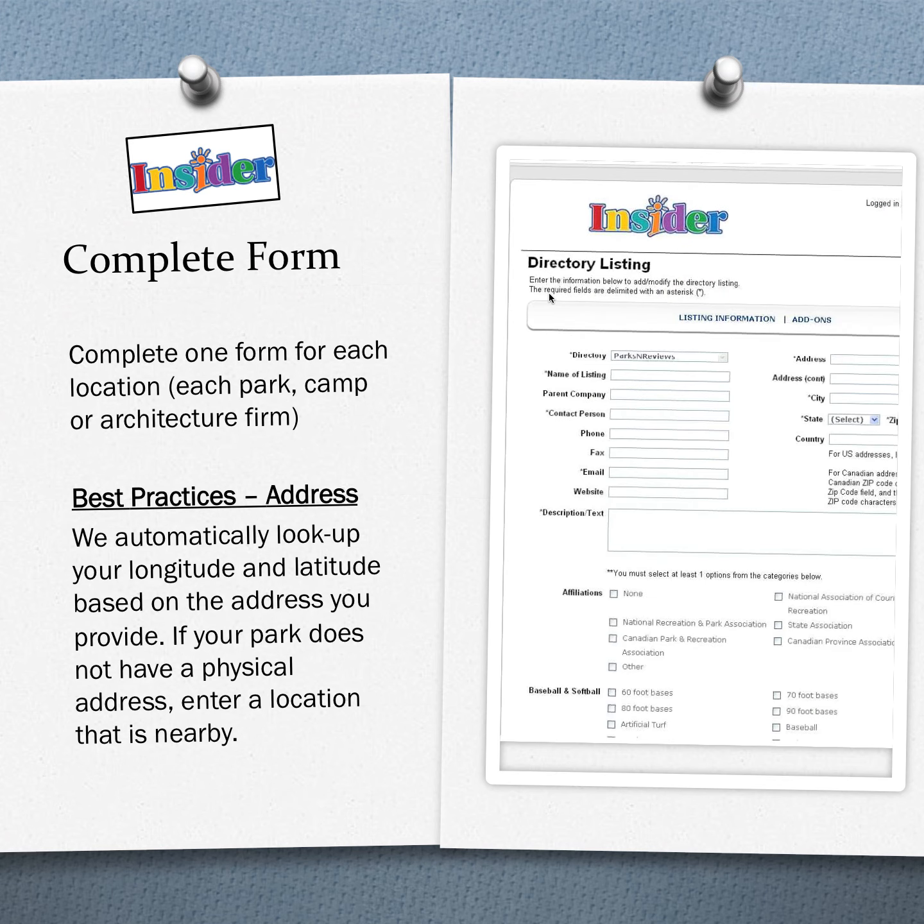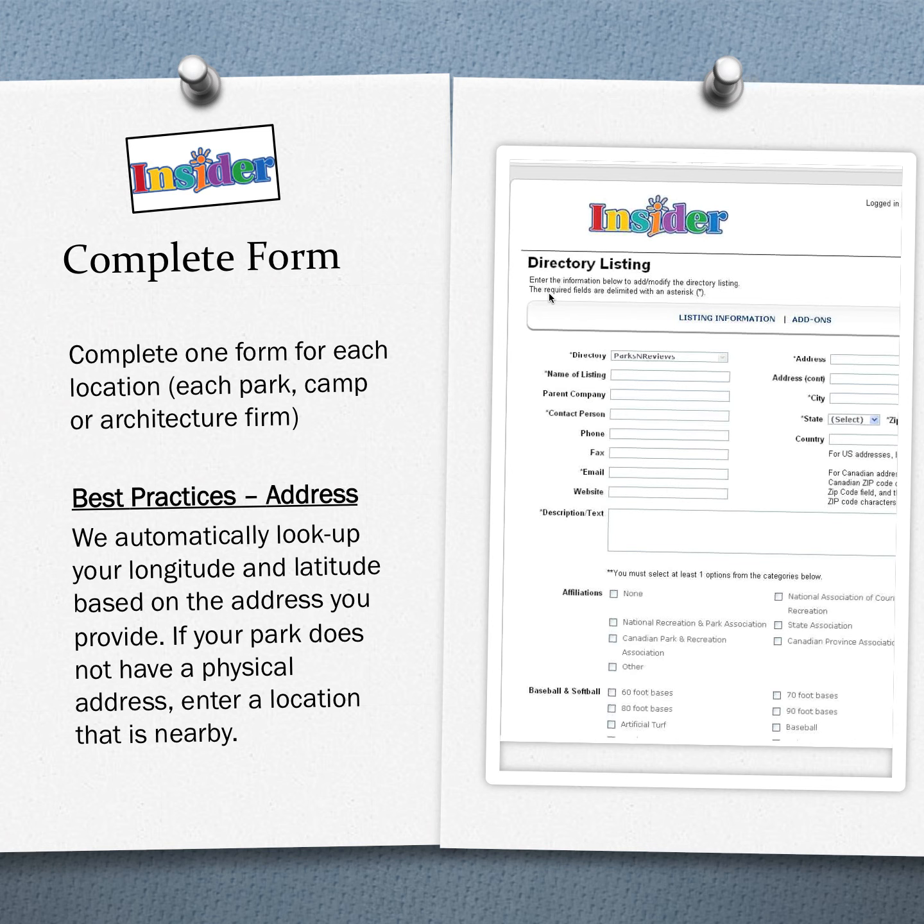Complete one form for each location. If you're a park district and you have multiple parks, one per park. If you're a camp that has multiple camps or multiple camp programs, you can certainly create one per camp program. If you're an architectural firm that's a national firm that has regional offices, you can create one listing for each firm location.